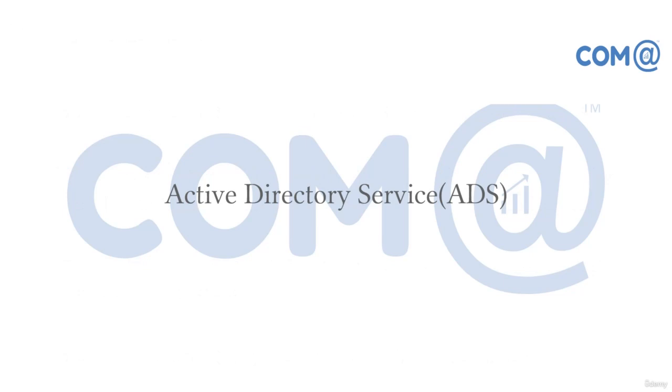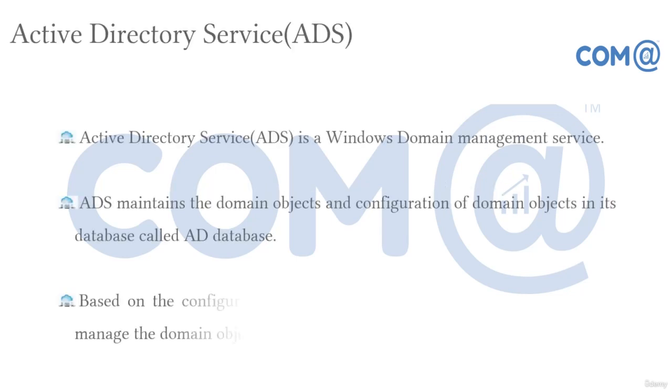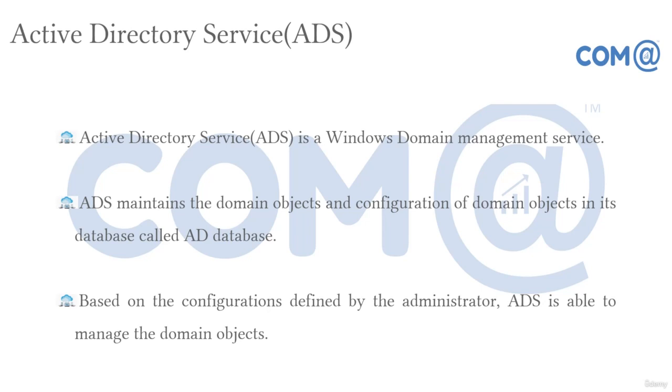And now understanding the Active Directory service. Just before, we said Active Directory service is a domain management service. It is a service which is used to centrally configure, centrally administrate, and centrally authenticate the domain objects. As I said earlier, the Active Directory service maintains a database called the Active Directory database, in which it stores all the user login information, user configuration information, and user control information. Everything is stored in the database.